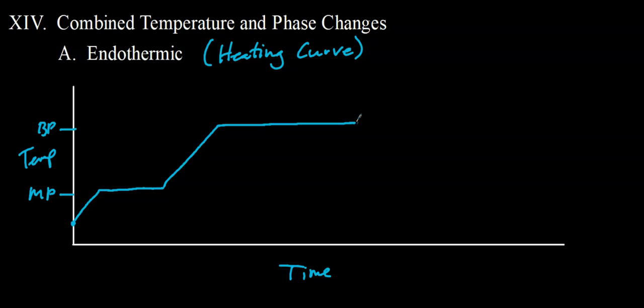Notice anything here about the time it takes to melt the solid versus the time it takes to boil the liquid? Why does it take more time to boil the liquid than it does to melt the solid? Well, we already talked about this. It takes more energy to boil a liquid than it does to melt a solid. So if you're adding energy at a constant rate, then that means it's going to take more time.